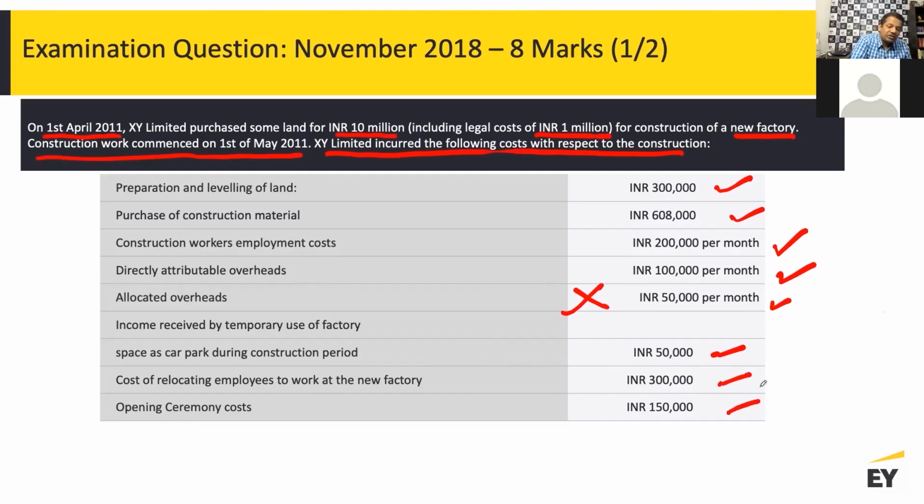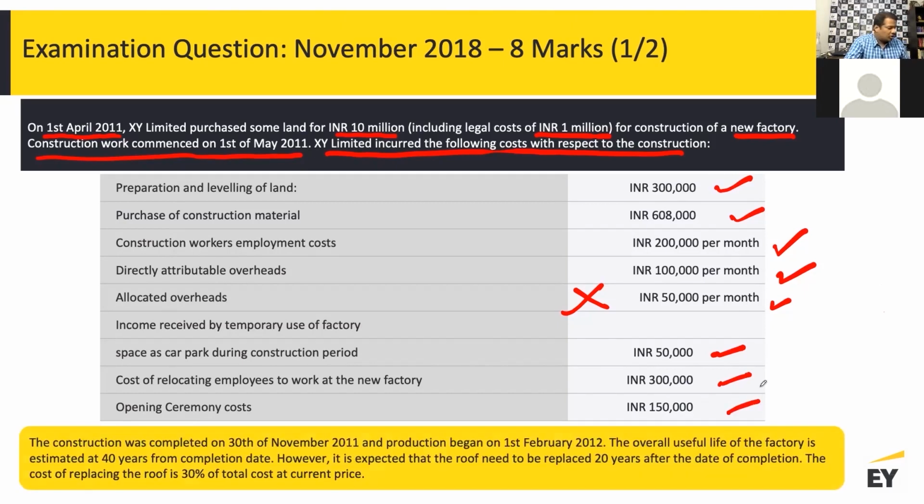Opening ceremony cost 1,50,000. So the question is, the construction was completed on 30th of November 2011. I started the construction on 1st of April, and completed the construction on 30th of November 2011. But the production began on 1st of February 2012.